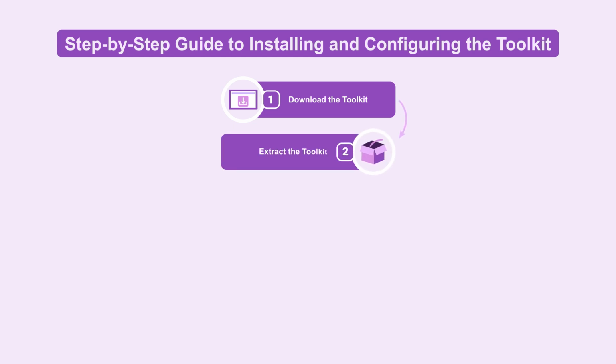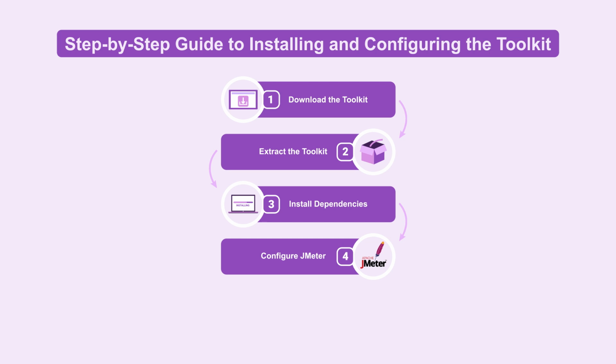Unzip the toolkit package into a directory within your Magento 2 installation. Ensure all requirements specified by the toolkit are met. Update properties to point to your Magento installation to configure the database and URL details. Use the predefined test plans or create custom plans tailored to your specific needs.